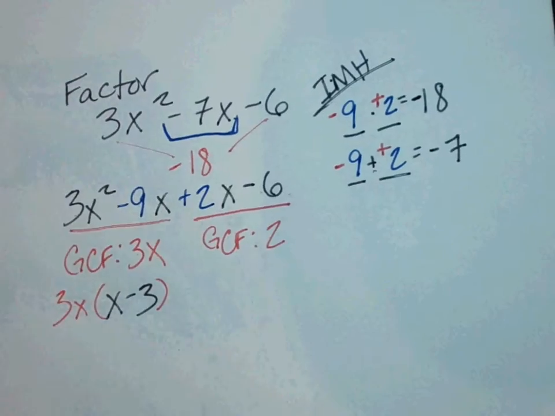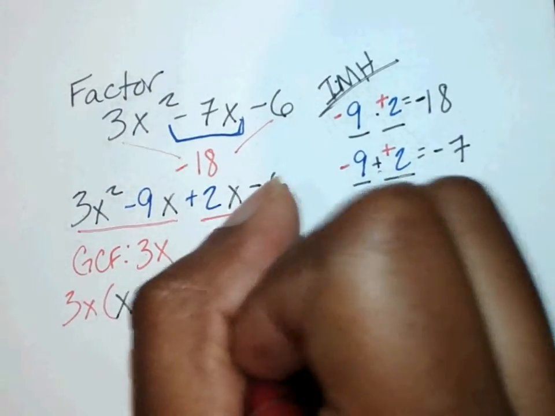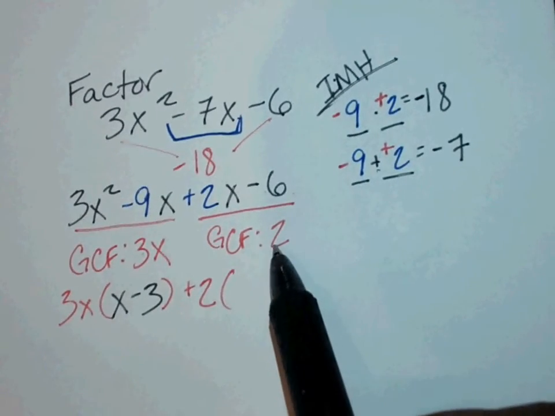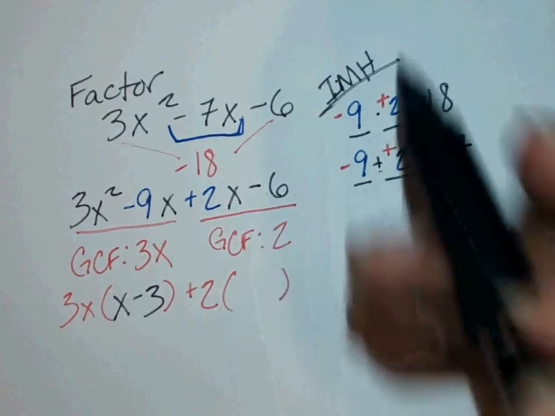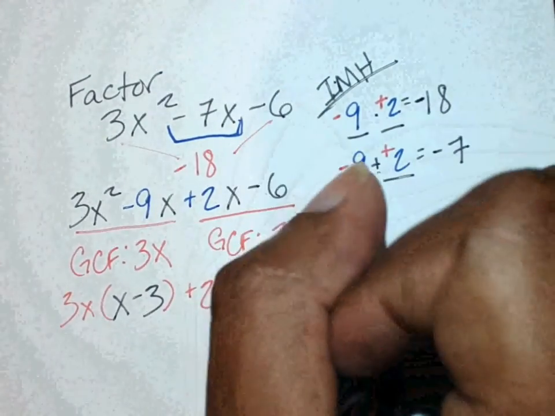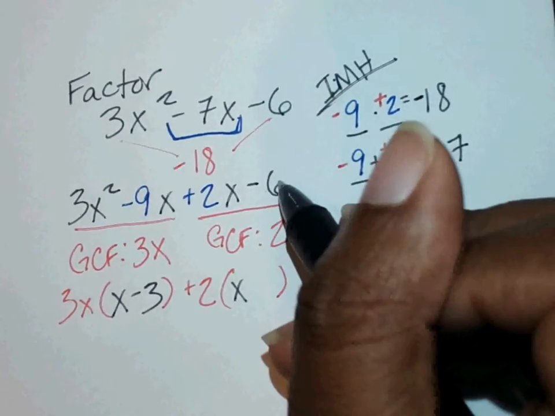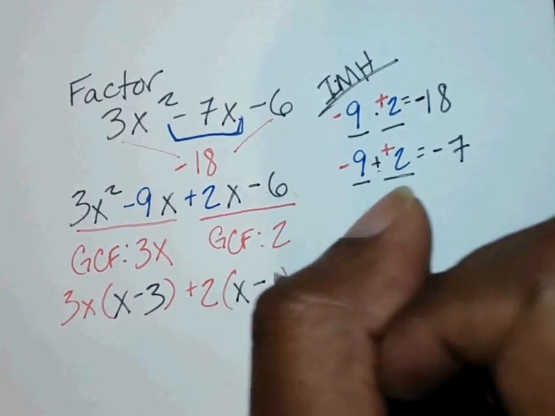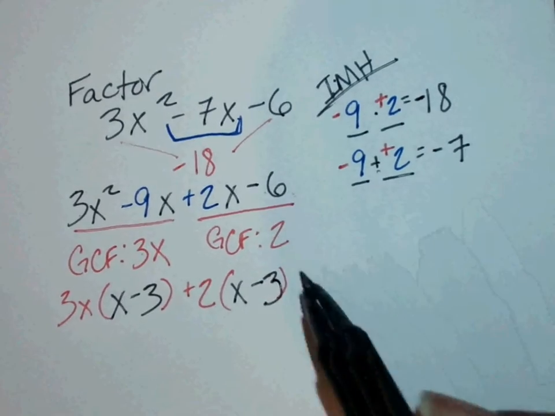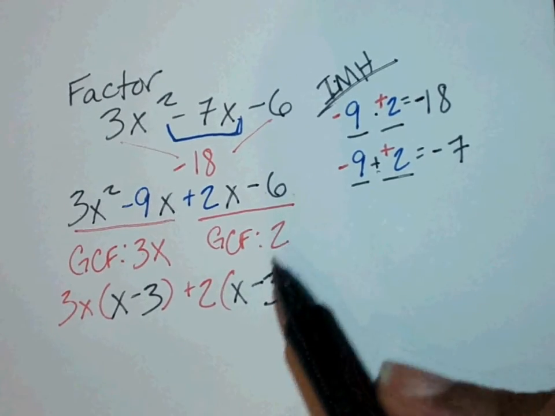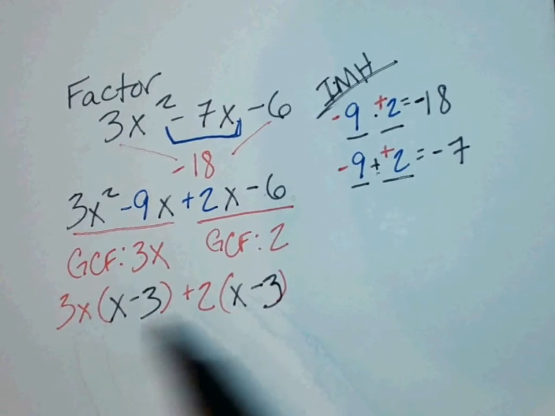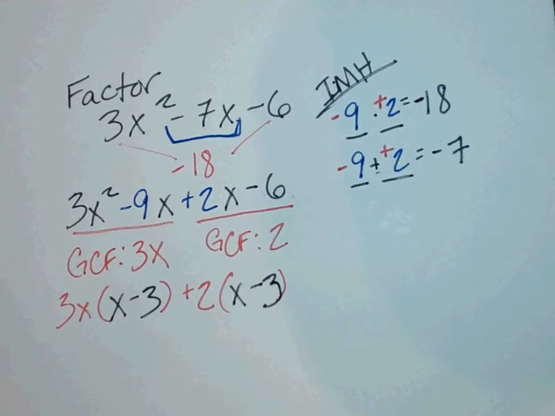Alright, second group. I'm going to factor out my positive 2. And I'm going to figure out what's left. So a 2x, and then divided by 2. So 2 divided by 2 is 1, so I'm just left with an x. Negative 6 divided by 2 is negative 3. Because again, a negative divided by a positive will get me my negatives. I'm happy. I have my twins. I know I did my work right.